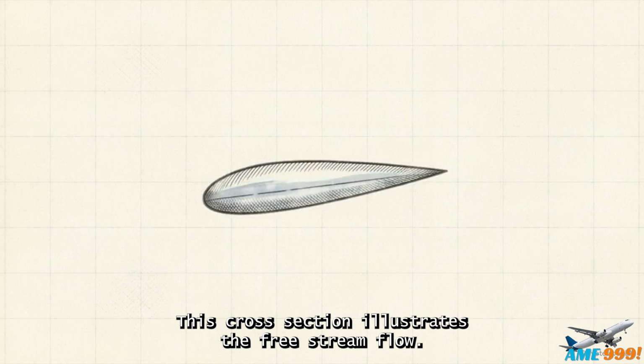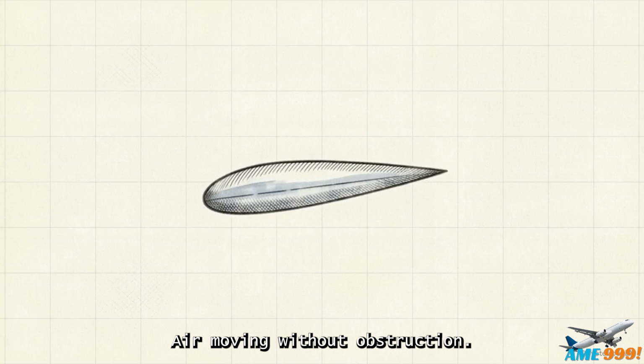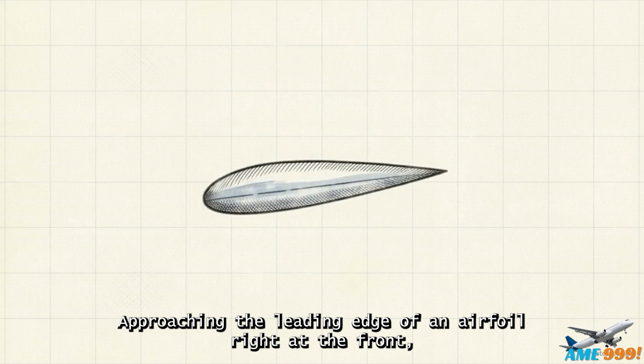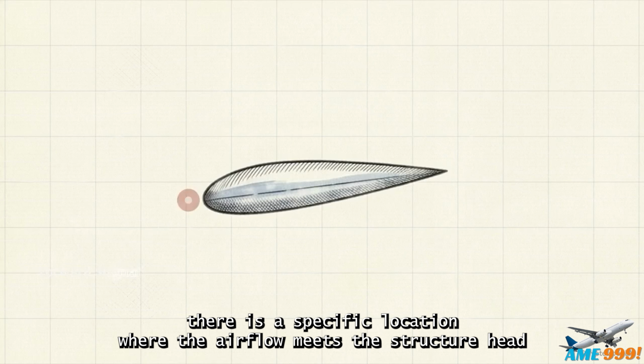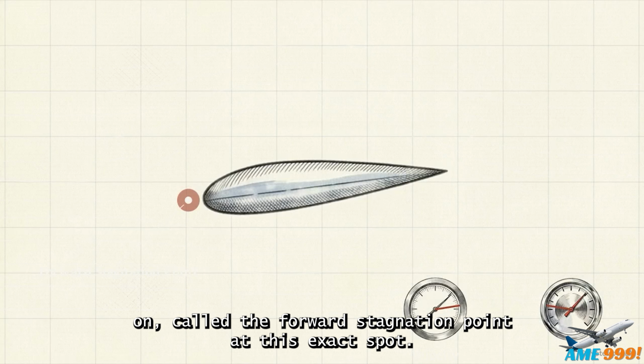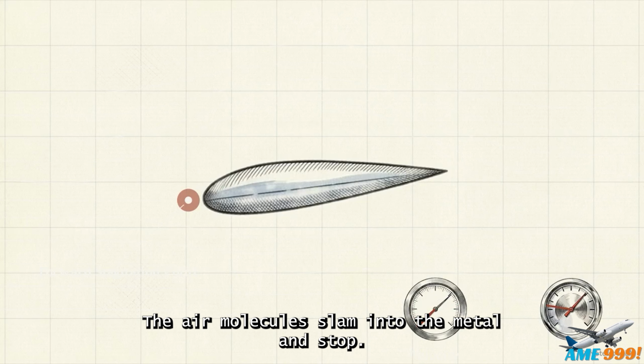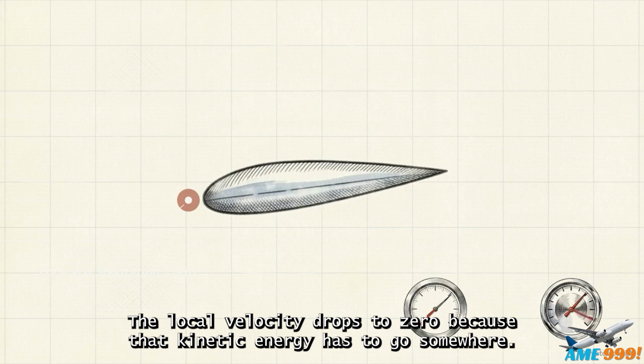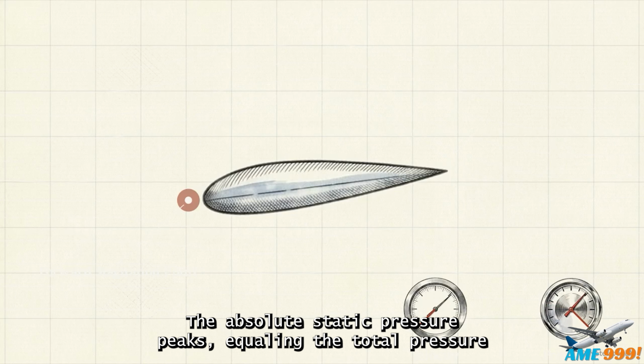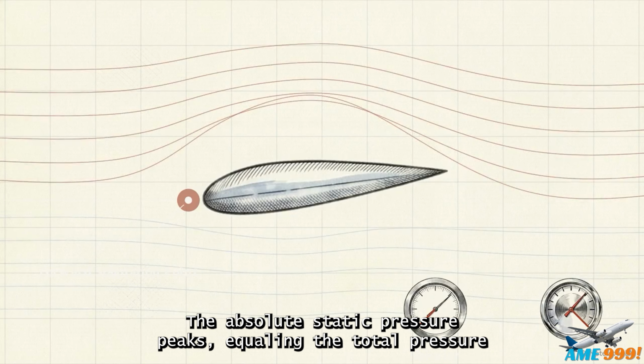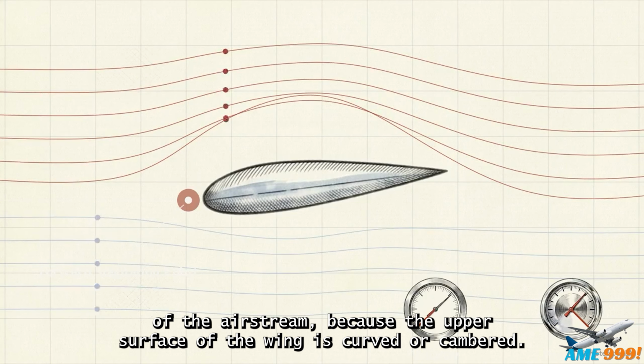This cross-section illustrates the free stream flow, air moving without obstruction, approaching the leading edge of an airfoil. Right at the front, there is a specific location where the airflow meets the structure head-on, called the forward stagnation point. At this exact spot, the air molecules slam into the metal and stop. The local velocity drops to zero. Because that kinetic energy has to go somewhere, the absolute static pressure peaks, equaling the total pressure of the airstream.